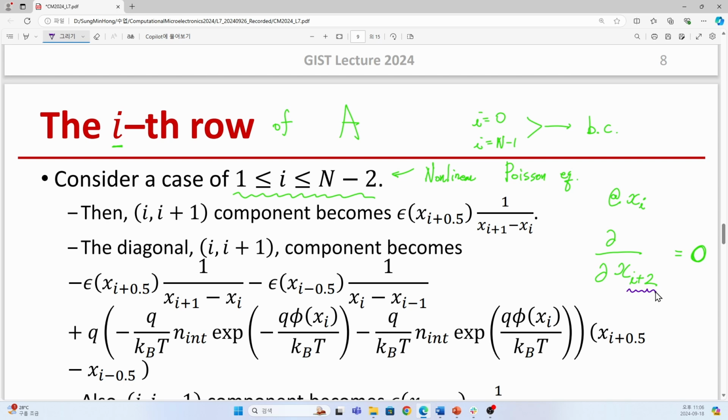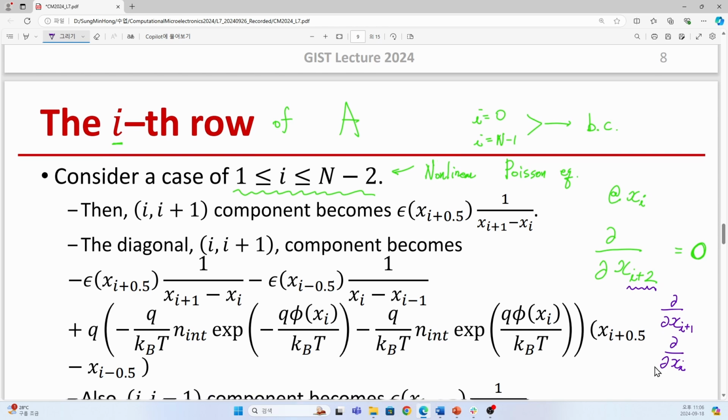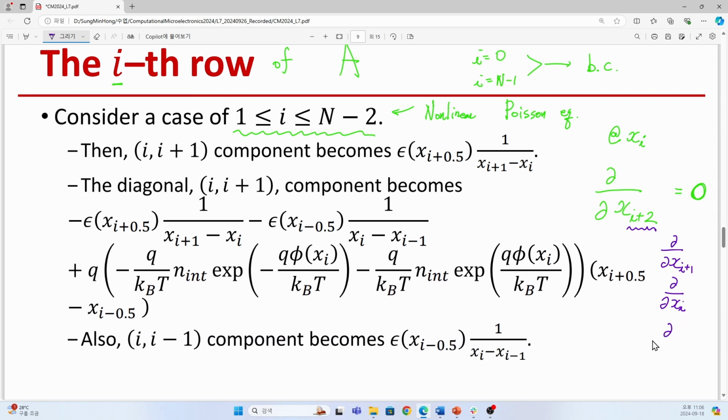So it means that what we have to do is just to consider the partial derivative with respect to x sub i plus 1, and with respect to x sub i, and also with respect to x sub i minus 1. These three terms survive and all other terms do not appear at all. So that makes our consideration greatly simplified. Now let's consider these three components one by one.